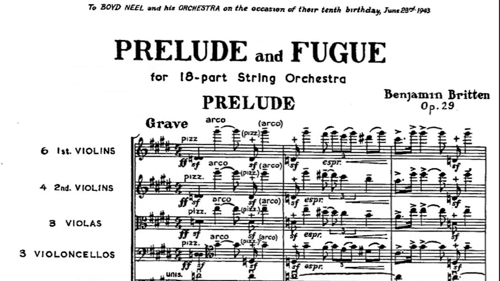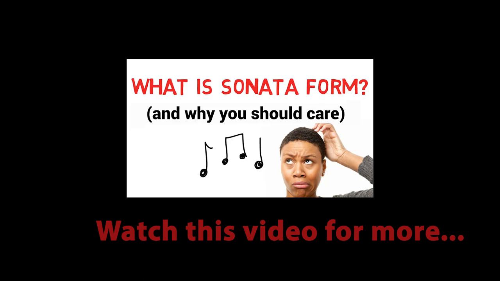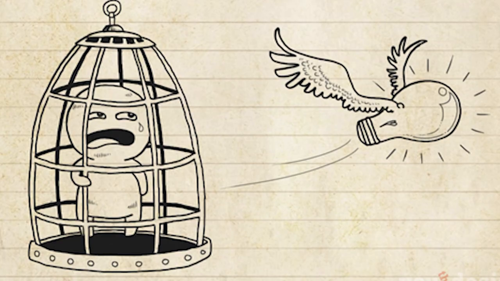Fugues, like any other generic form of composition, like for example the sonata form, feel like they might constrict a composer, whilst they actually can force a composer to bring more creative solutions.